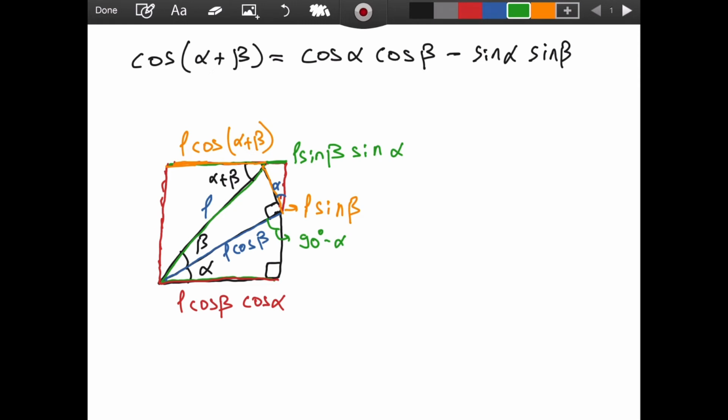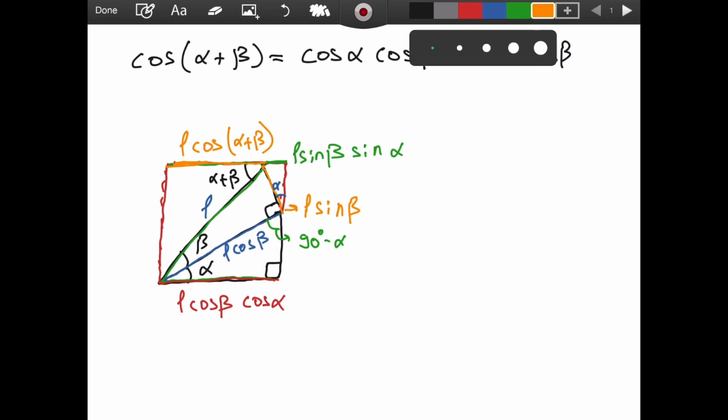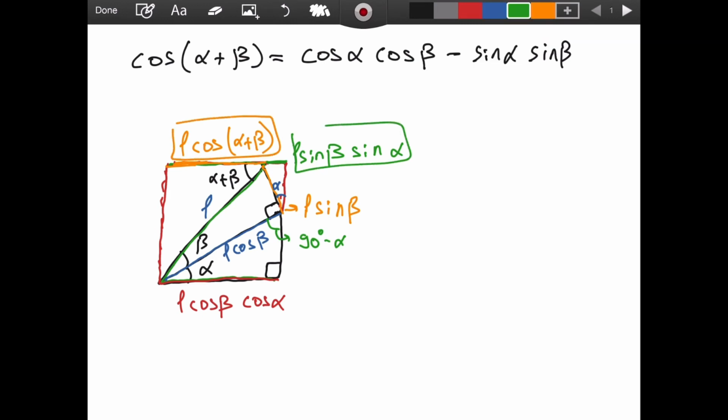And look at this. From the picture, we can see the top and the left sides should be equal to one another because this is a rectangle. And that means when we add this orange one and this green one, we should get the red one. So why don't we do that?